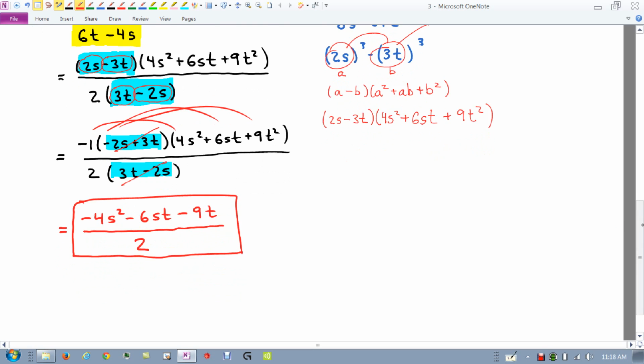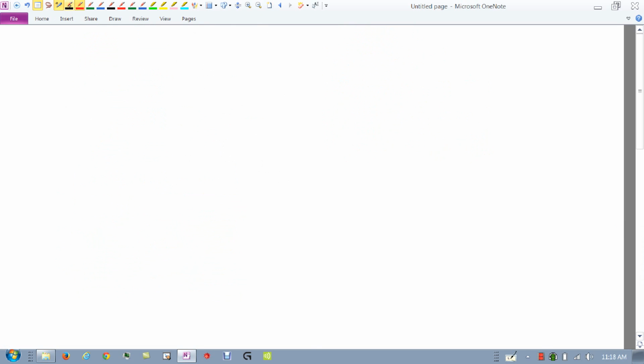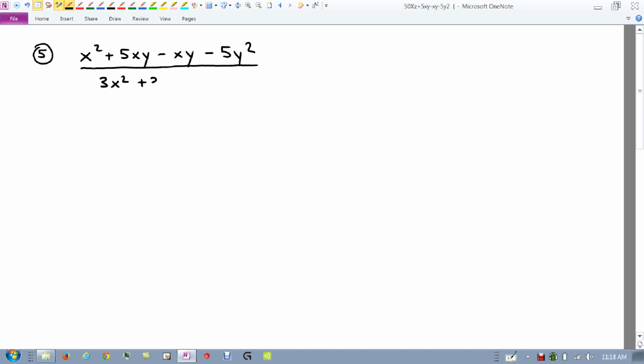Okay, that was number 4. Let's take a look at number 5. For number 5, x squared plus 5xy minus xy minus 5y squared, all of this divided by 3x squared plus 3xy. Did I say t squared? 3x squared minus 60y squared.